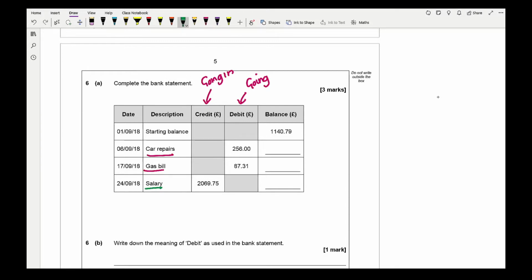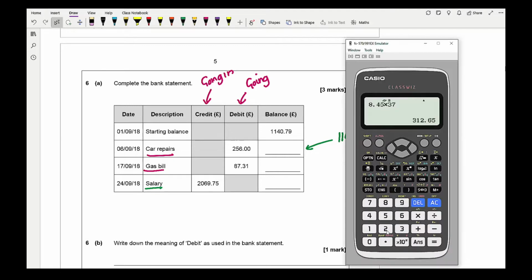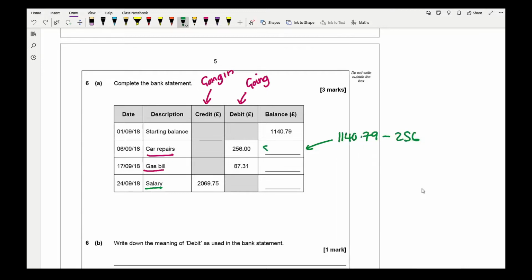So what we need to do for the first one is take away our current balance, which is 1140.79 minus 256. Again, I'm going to type that straight into my calculator. So I've got 1140.79 minus 256, which gives me an answer of 884.79. Now I don't need to worry about the pound sign because that's already given to me.